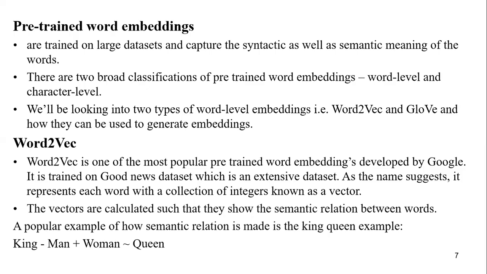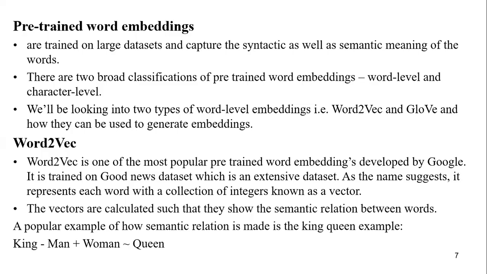So the first one is the word2vec model. This is one of the most popular and widely used pre-trained word embedding models, which was mainly developed by Google. It is trained on the dataset called the Google News dataset, which is a very extensive dataset. As the name indicates, it is mainly used to represent the vector form of each of the words. So word2vec, that is word to vector. The vector form of each of the words will be represented.